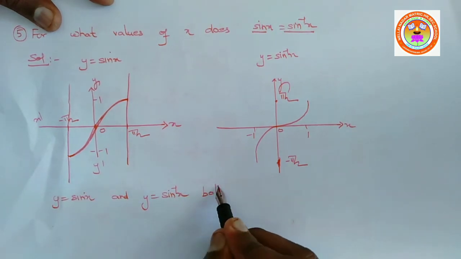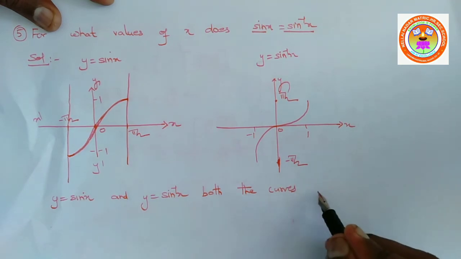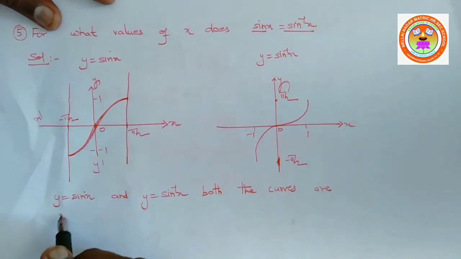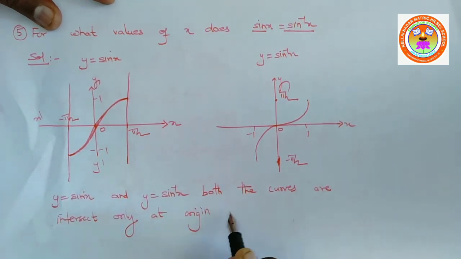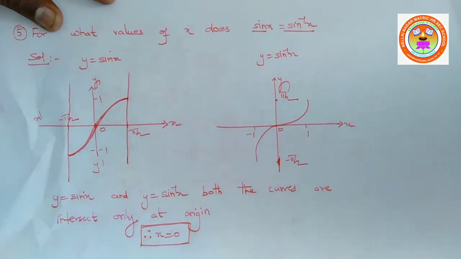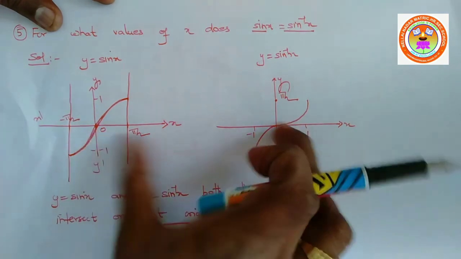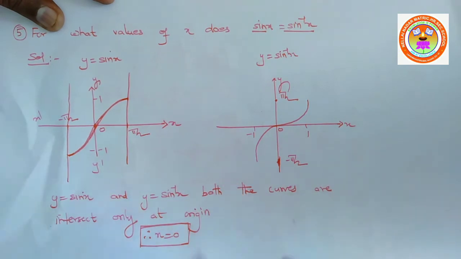Both the curves intersect only at the origin. Therefore x is equal to 0 is the value. If you draw both the curves in only one graph, they intersect at only the origin. So only x is equal to 0.